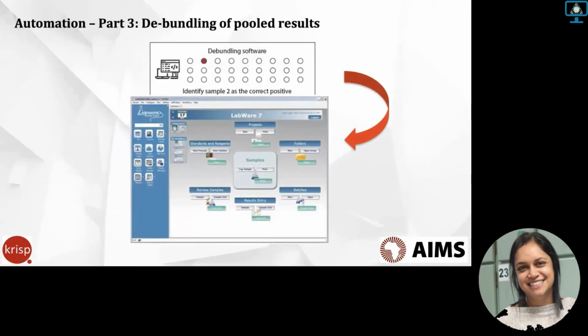Lastly, we implemented the use of a debundling or ungrouping software where we could break down the pooled results into individual sample results. So this was basically a process which was coded in Python and used to apply the qualitative result achieved on the pooled samples to the individual tests. So it's a very quick and easy solution, and it can be easily integrated to any LIMS system. So it really helps automate this process.